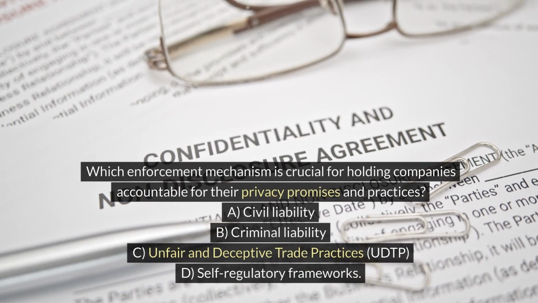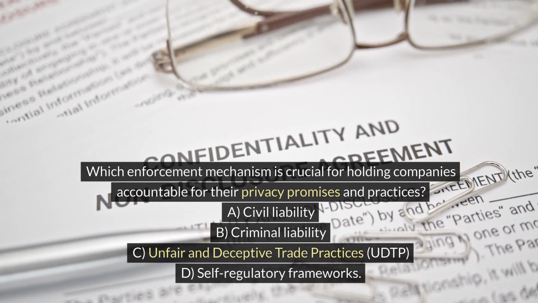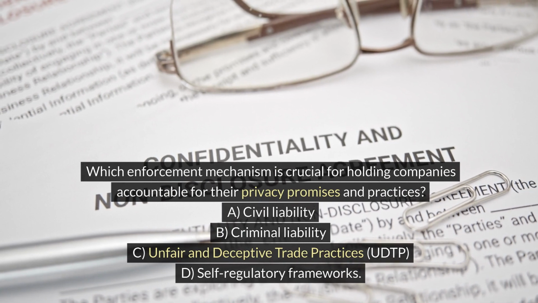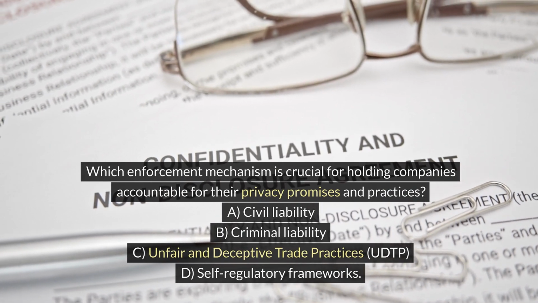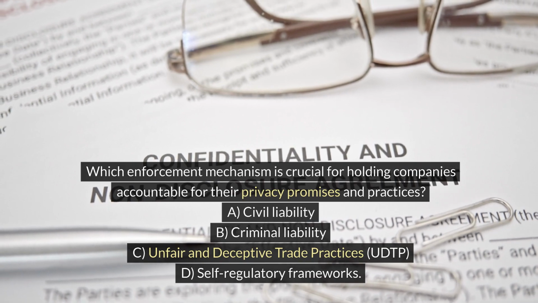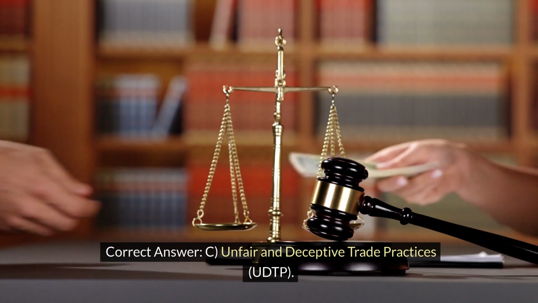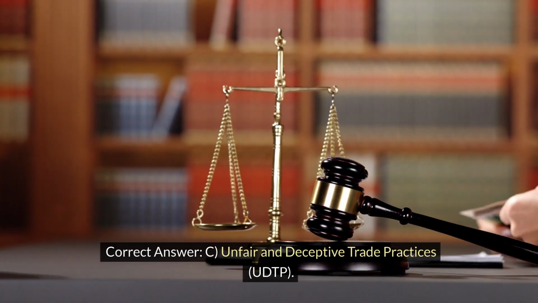Which enforcement mechanism is crucial for holding companies accountable for their privacy promises and practices? A. Civil liability. B. Criminal liability. C. Unfair and deceptive trade practices, UDTP. D. Self-regulatory frameworks. Correct answer: C. Unfair and deceptive trade practices, UDTP.